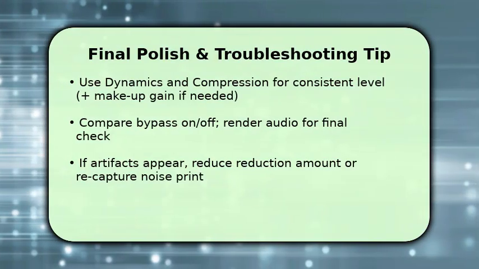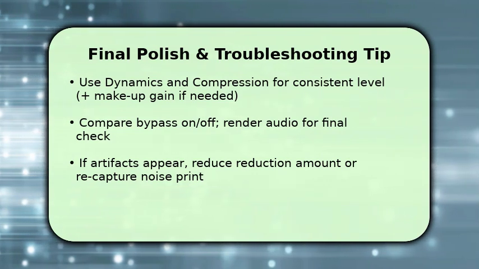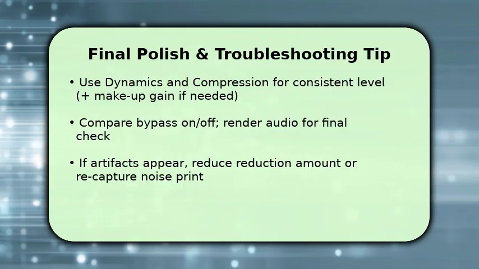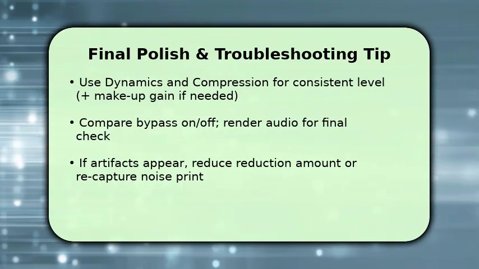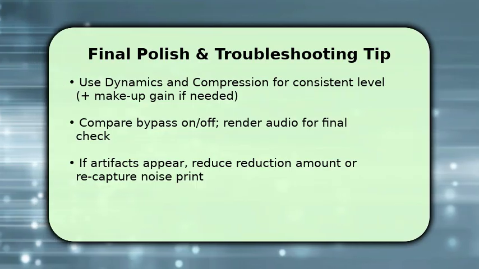Finish by balancing levels. Add compression and make-up gain to even out the vocal presence while avoiding pumping. Once done, use a \ B bypass to compare processed versus original. This ensures you didn't overprocess. Then render the audio and listen through quality headphones.